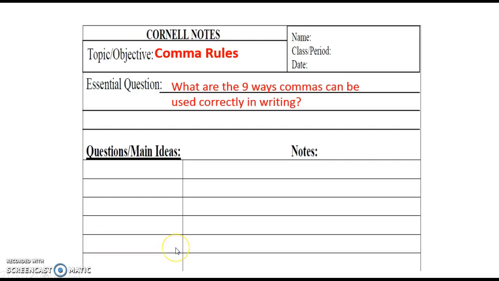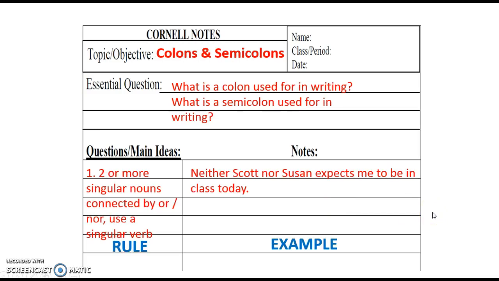So on our Cornell Notes, our topic and objective for today is comma rules, and we're going to talk about 9 different ways commas can be used correctly in writing. And just as a reminder, we want to set up our grammar notes typically with the rule in the left column and maybe some examples or details in the right column. So I'm going to just go through the video and the examples. Please feel free, and I will be checking for this in your notes, to pause the video at some times to write down different examples, okay?